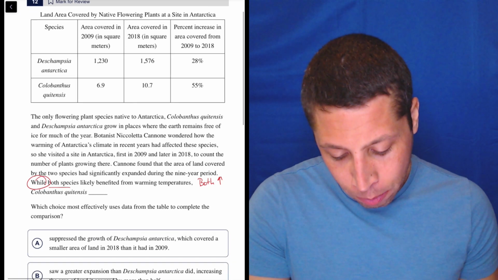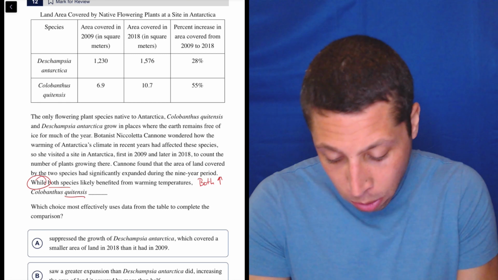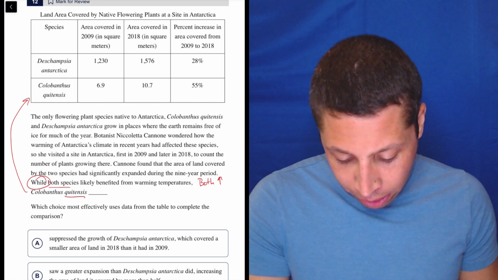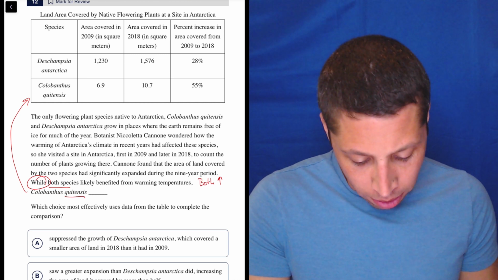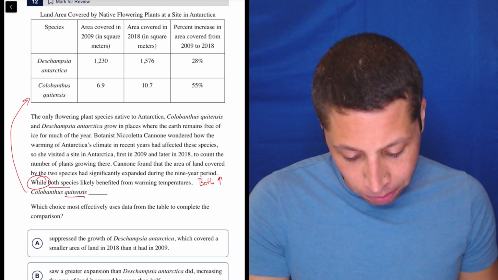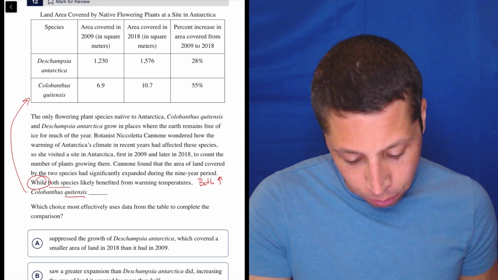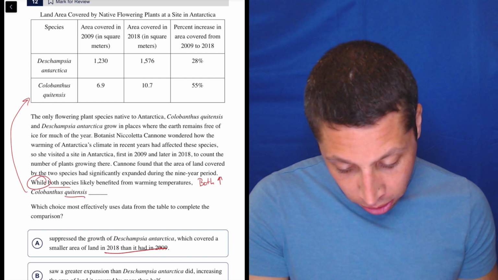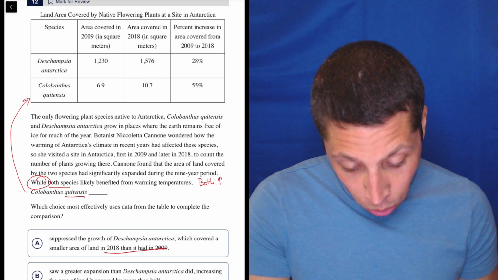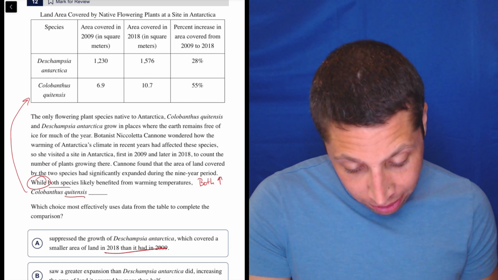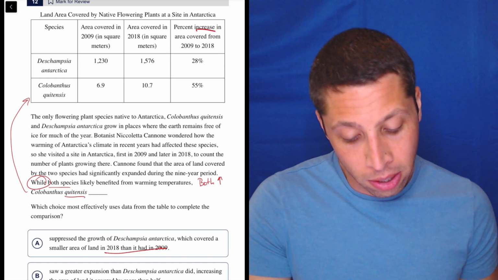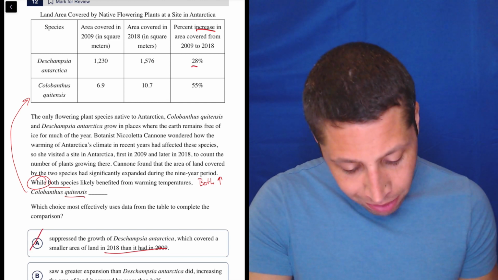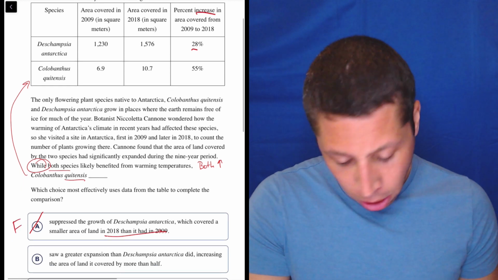It probably means something about this one, right? So that's this guy. Let's see. That the quitensis suppressed the growth of the Deschampsia, which covered a smaller area of land in 2018 than it had in 2009. Well, that sounds wrong because it says they both expanded, but let's double check that. So the Deschampsia covered smaller land in 2018? No, it says percent increase, right? So it's increasing by 20%, but it's still an increase, so that's just wrong. False, based on the passage, or the chart.